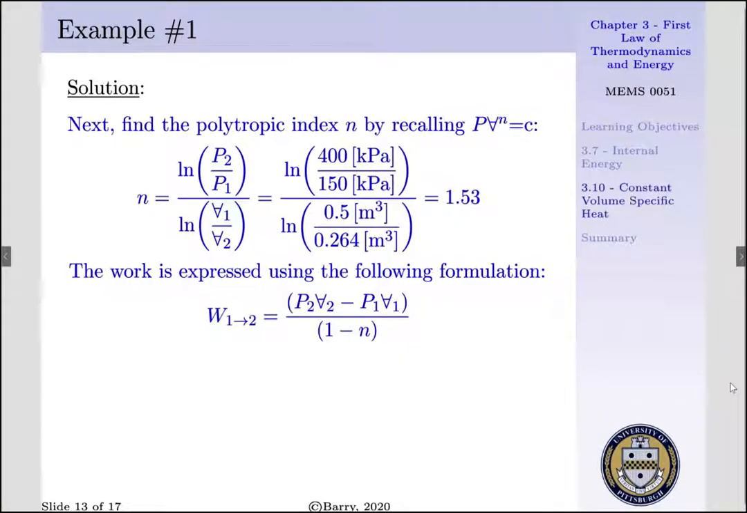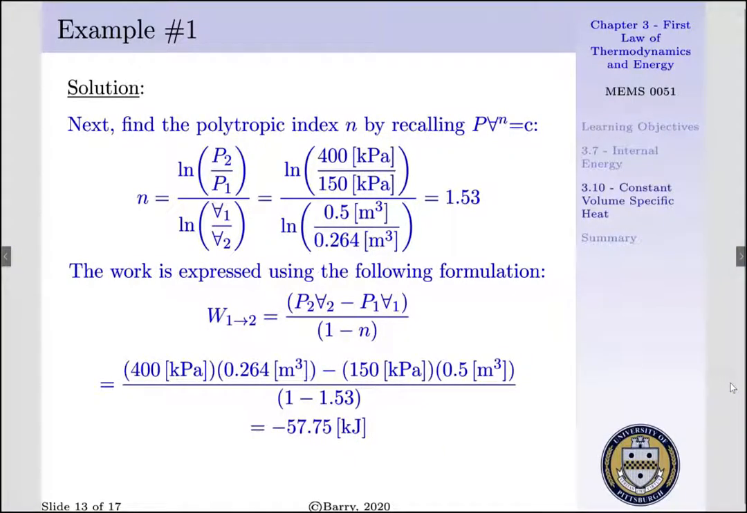Thus, we can use our formulation of work based upon our pressure and volume at state 1 and 2 and our polytropic index n. Our work from state 1 to state 2 is P2V2 less P1V1 per 1 minus n, or we'd have 400 kPa times 0.264 cubic meters minus 150 kPa times 0.5 cubic meters per 1 minus 1.53, or we'd have minus 57.75 kilojoules. The minus sign indicates that we are supplying work to our system during our compression process.